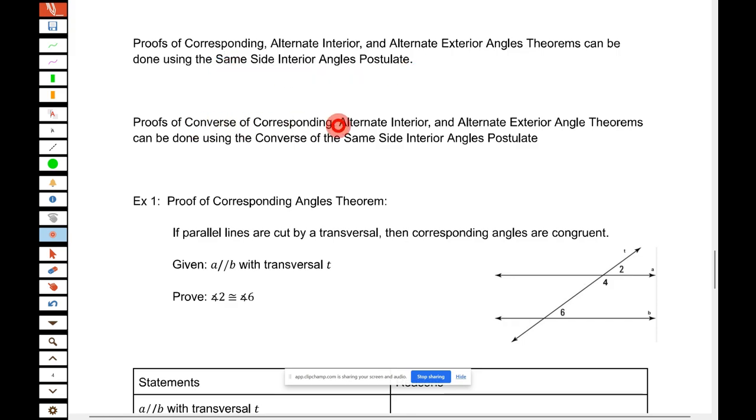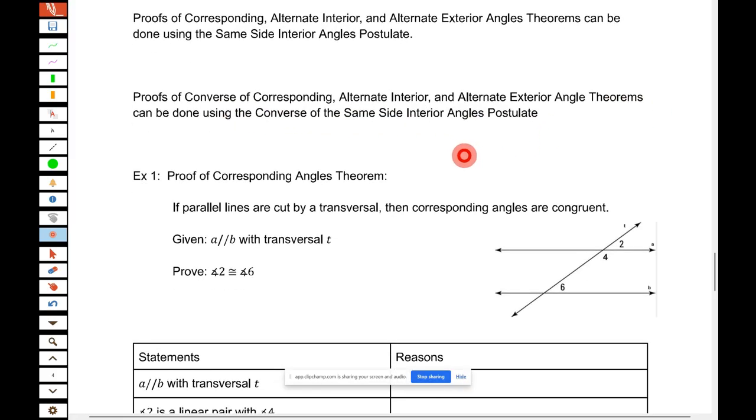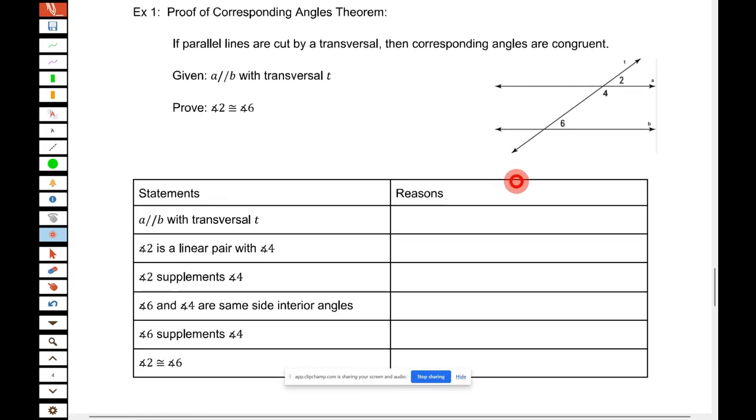But if we're going to do a converse proof of one of the converse theorems, we're going to use the converse of the same side interior angles postulate. All right, so our proof of the corresponding angles theorem: if parallel lines are cut by a transversal, then corresponding angles are congruent.